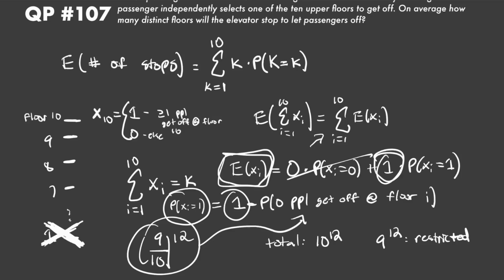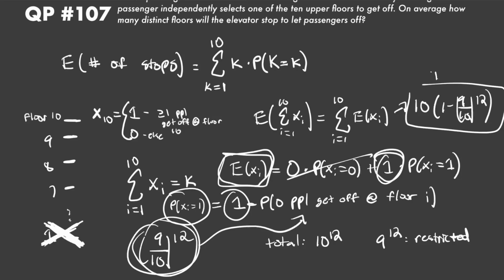They all have this same expected value, 1 minus 9 on 10 to the power of 12. So this right here is just going to be equal to 10 times 1 minus 9 on 10 to the power of 12. When you actually find the value of this expression, it's going to be roughly 7.17. So we expect that on average, we have about 7 stops on our elevator. So this right here is going to be our final answer.